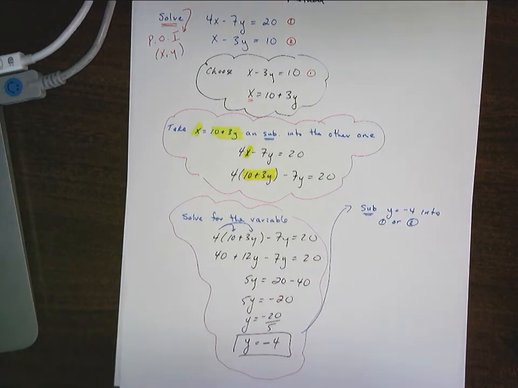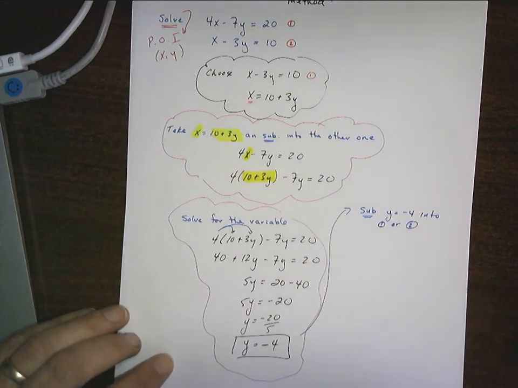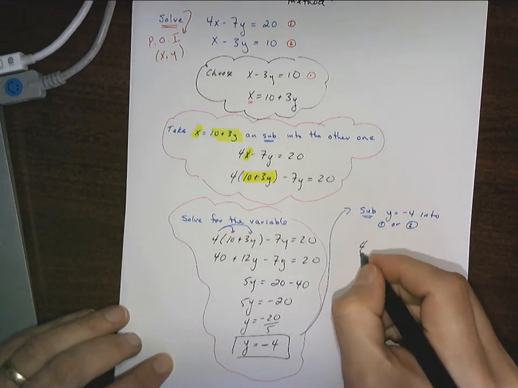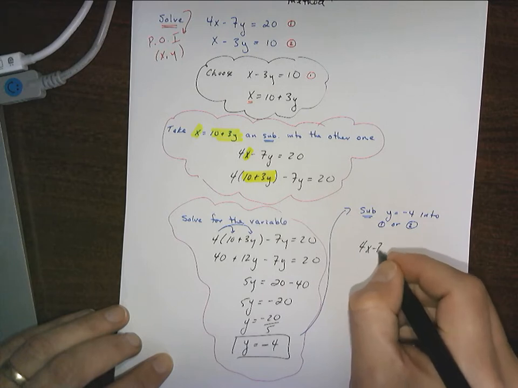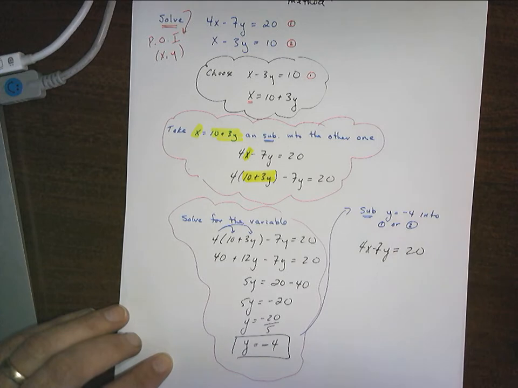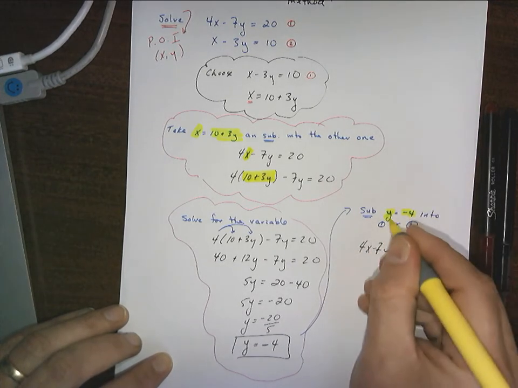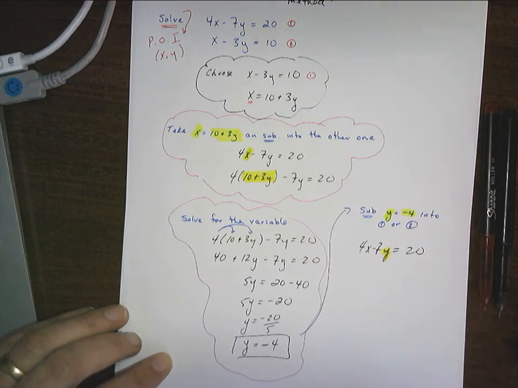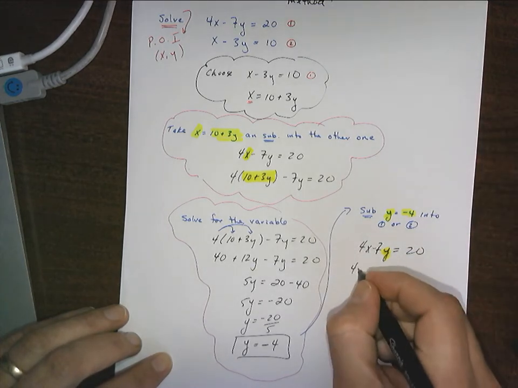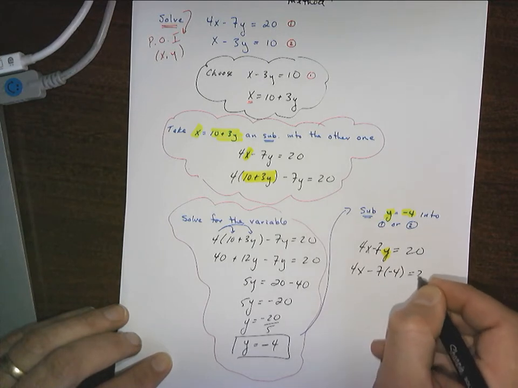Marcus, choose a number, 1 or 2. 1. All right, so he chose 1. So I'm going to use equation 1, 4x minus 7y equals 20. And what I'm supposed to substitute is everywhere there's a y, I'm supposed to put in a negative 4. So it'll be 4x minus 7 minus 4 equals 20.